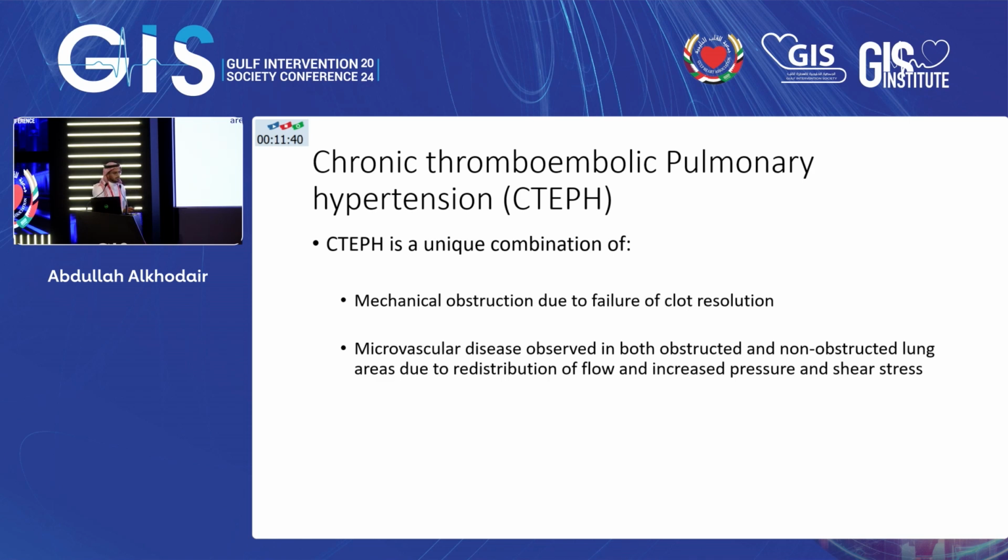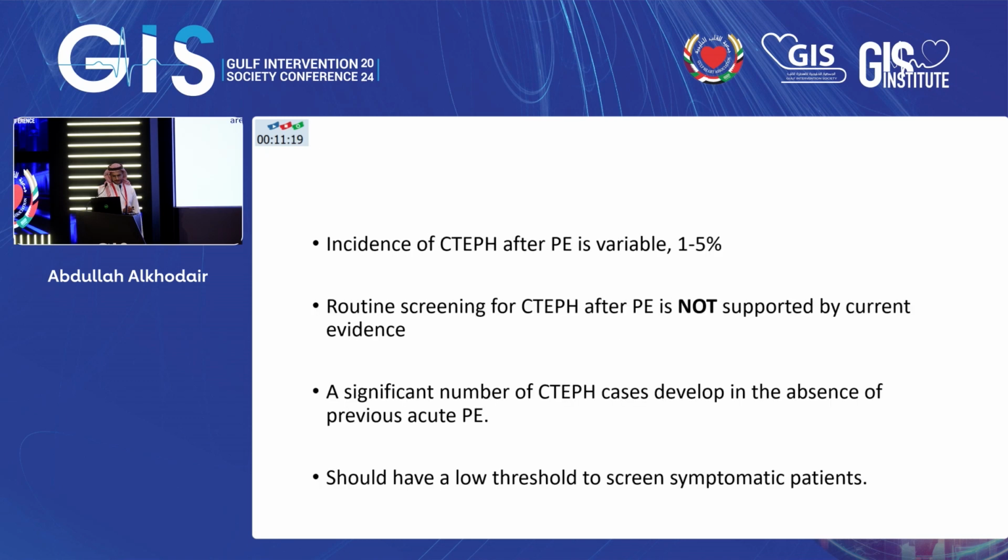One, you get a PE, and then there is an unresolved clot which leads to mechanical obstruction. And through multiple different mechanisms, there is also an increase in microvascular disease even in a non-obstructed area. Both of these mechanisms lead to increased PVR and the dreadful RV dysfunction that happens later.